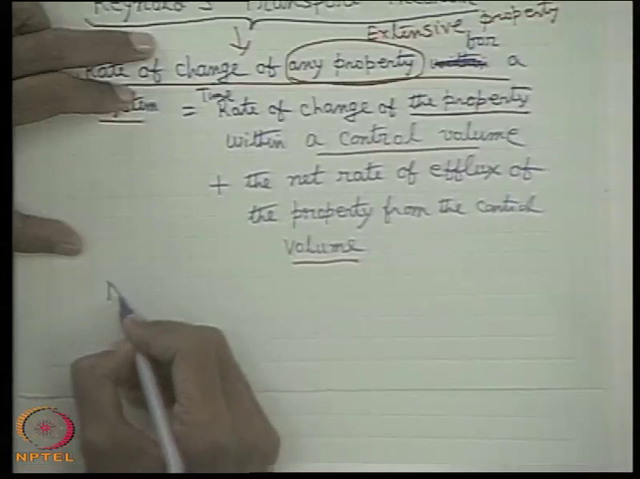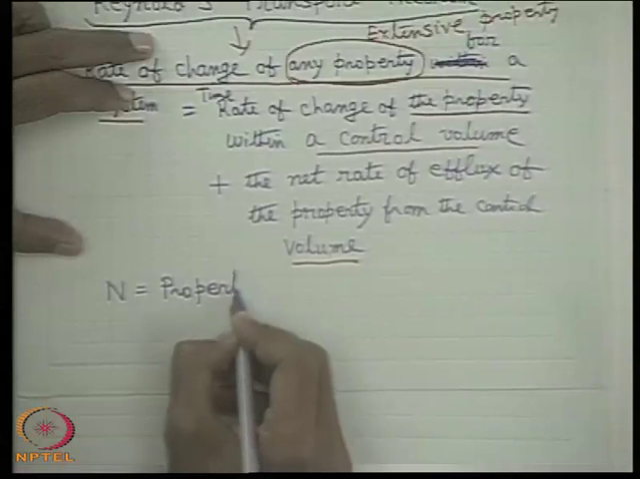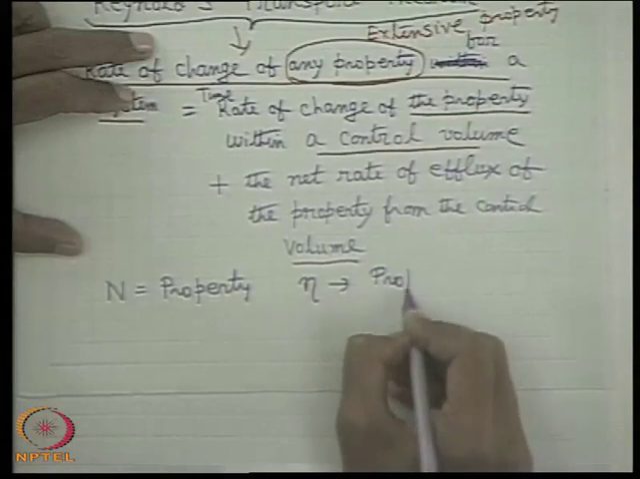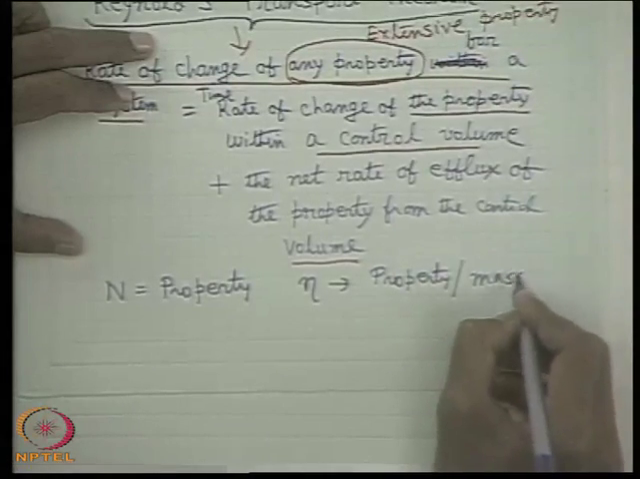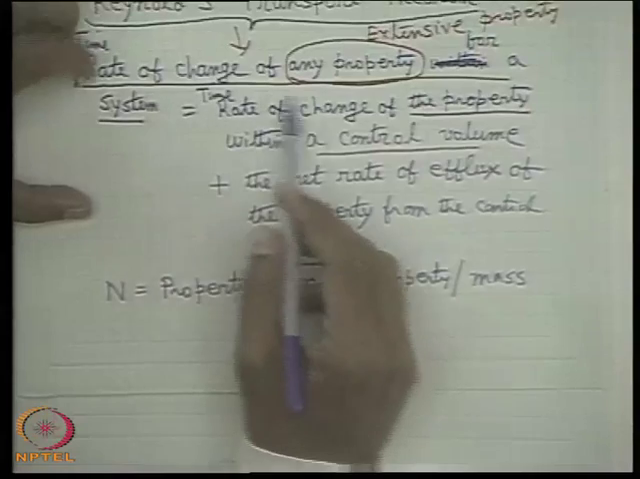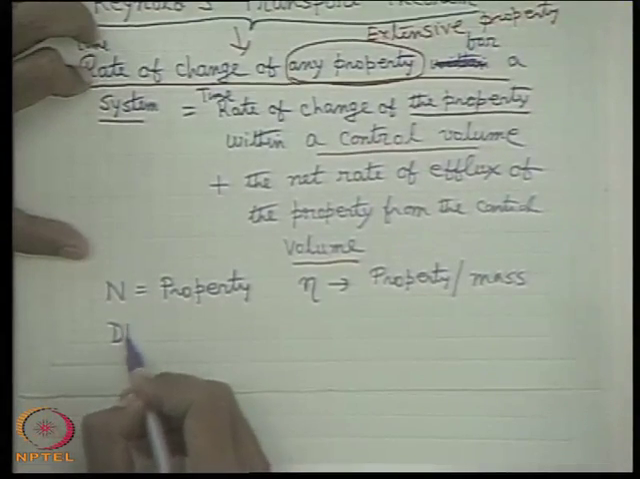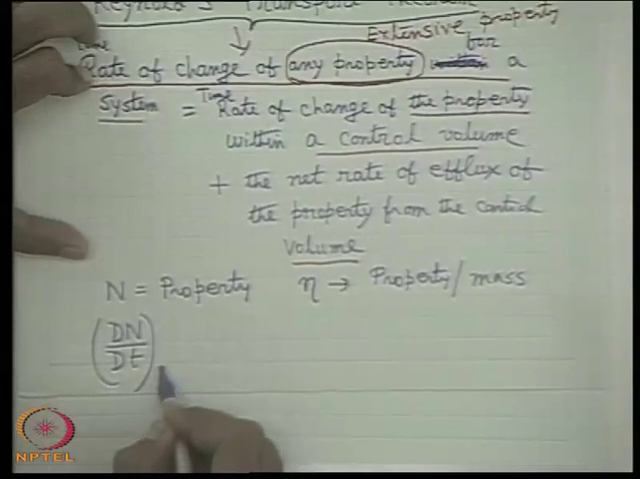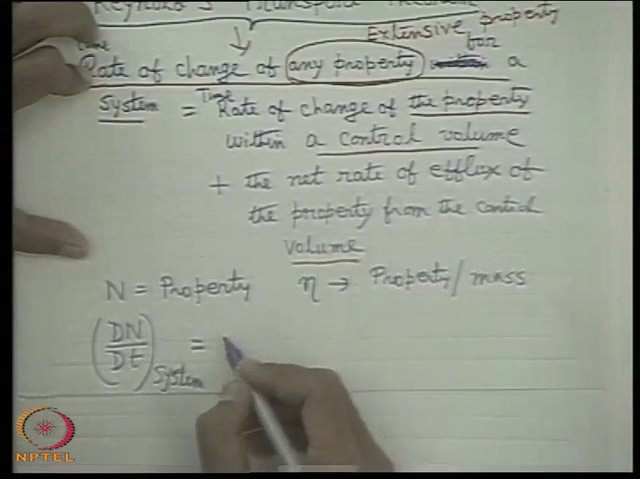If we consider N as the extensive property, and we define eta as this property per unit mass, then the time rate of change of the property for a system can be written like this. The mathematical shape of this theorem is that dN/dt for a system is equal to the time rate of change of the property within the control volume.